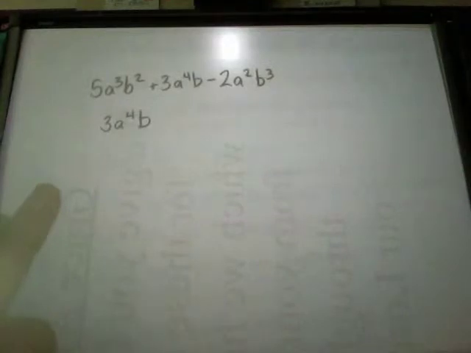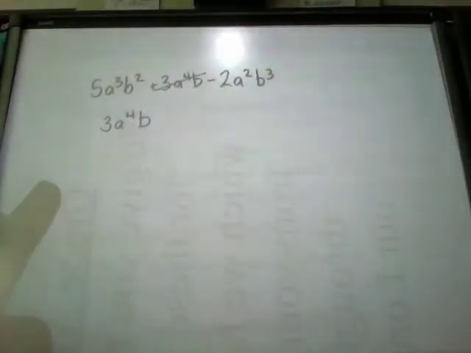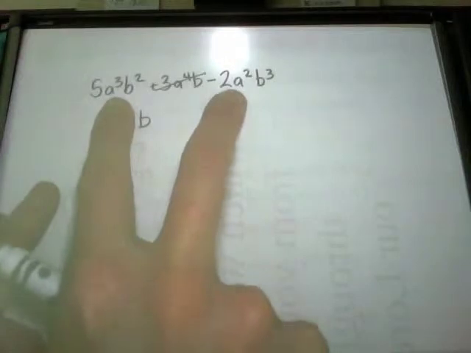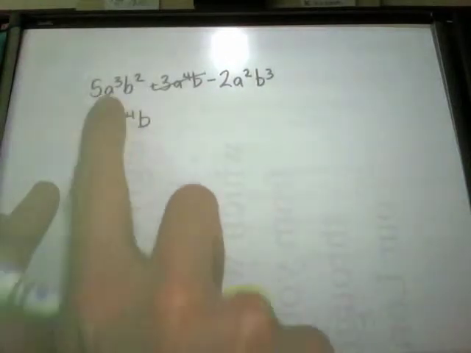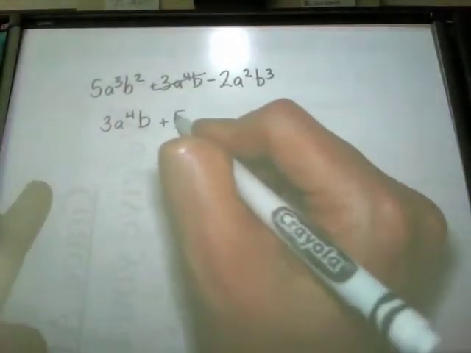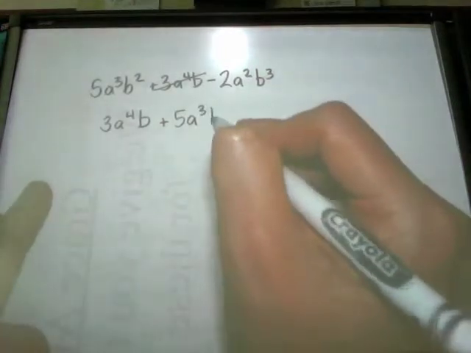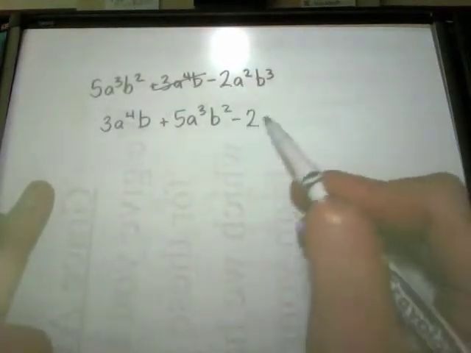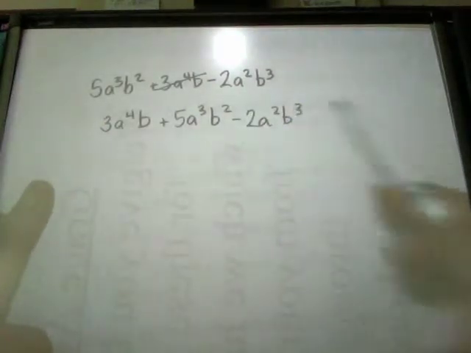Which one would come next? Again, looking at the A, just the first letter, right? So we've already done that one. Which one comes next between these two? Daniel? 5a cubed b squared. Yep, the one with a cubed, right? So a to the 4th, then a cubed. That one is positive because it doesn't have a negative in front. Finally, last is this negative or minus 2a squared b cubed. So there's an example of using step 1.